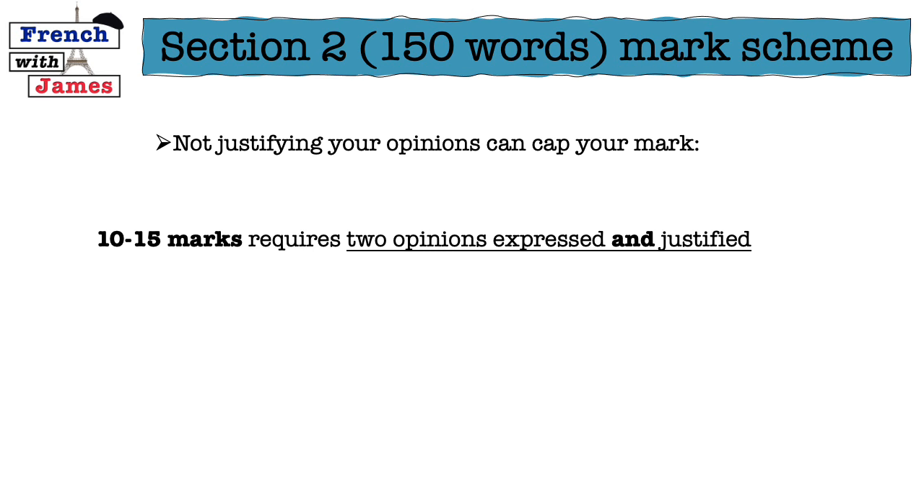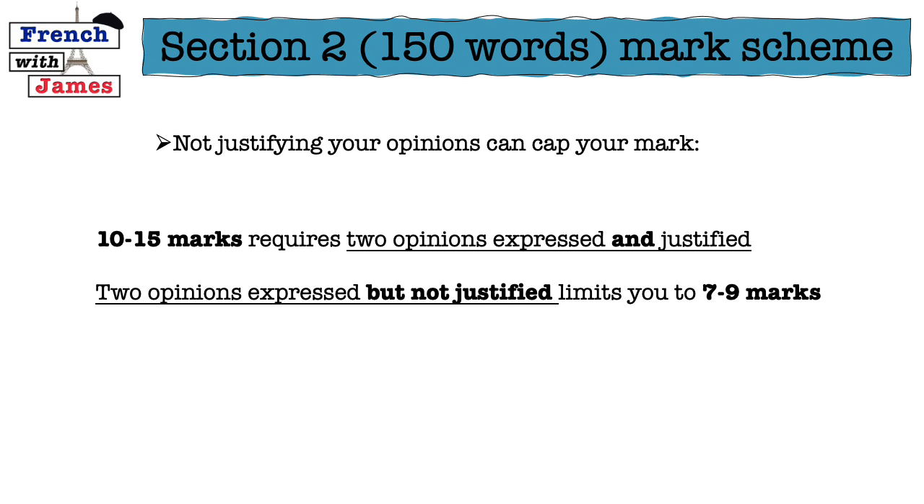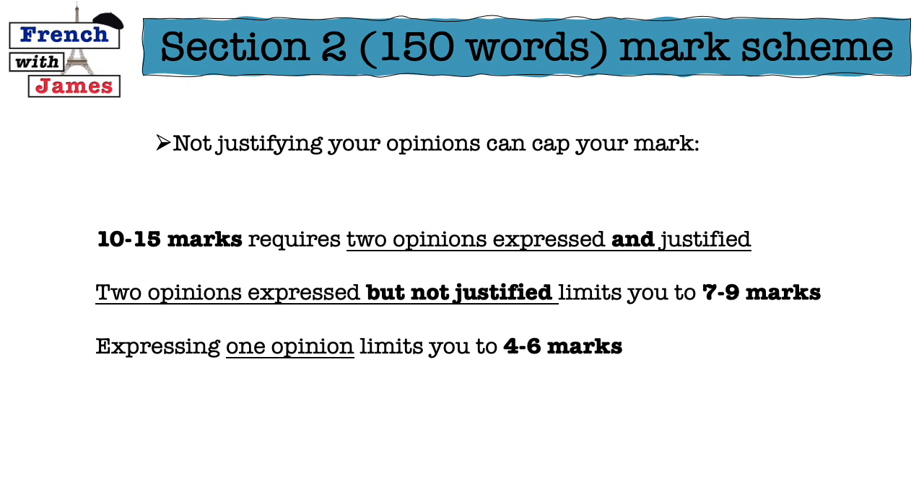So even if you write opinion, justification, and then a second opinion, but you forget to justify that second one, you're not going to get more than 10 out of 15 for content. Expressing 2 opinions but not justifying them limits you to 9 marks. So 2 opinions but with no justifications, the max you can get is 9 out of 15. And expressing just 1 opinion limits you to 6 marks. Even if you give a justification for it, you need to have 2 opinions, 2 justifications.